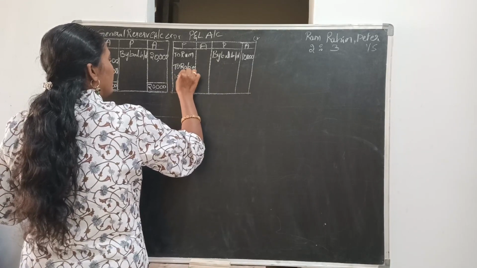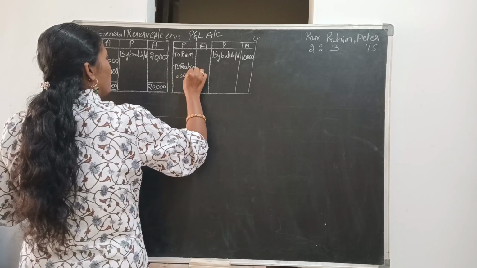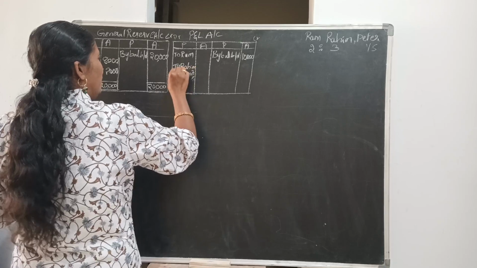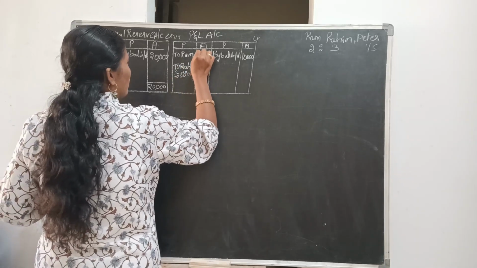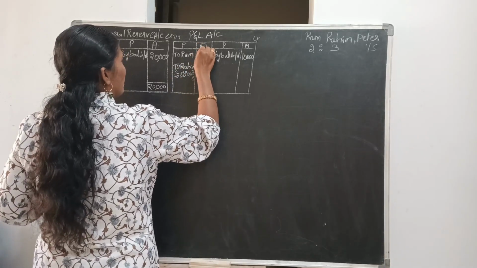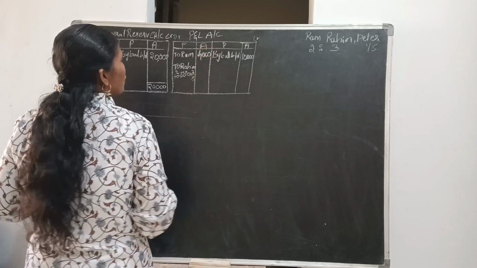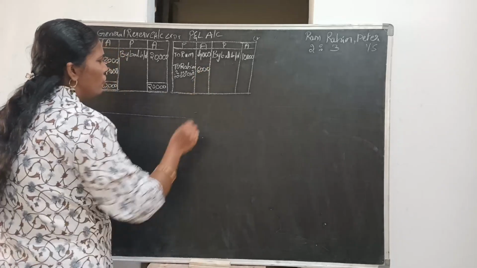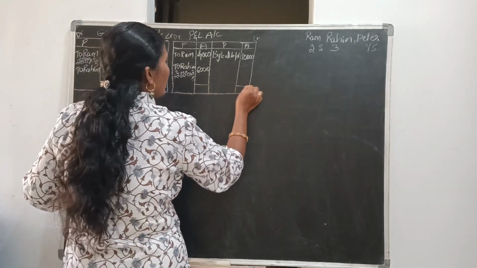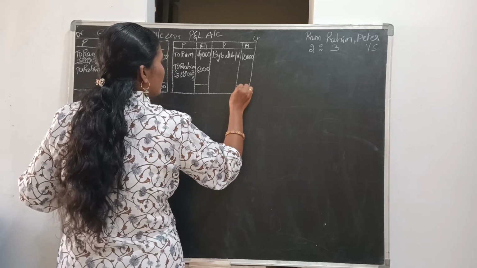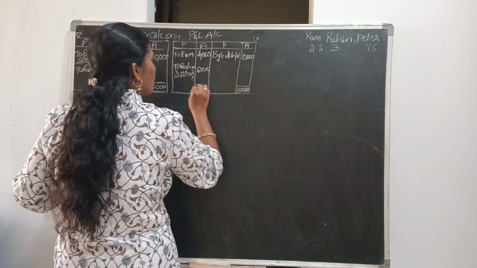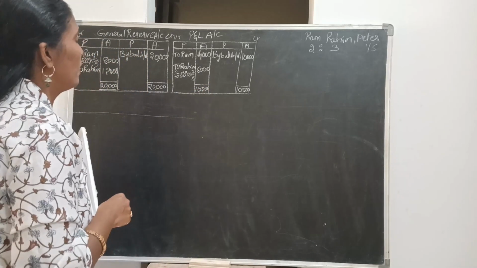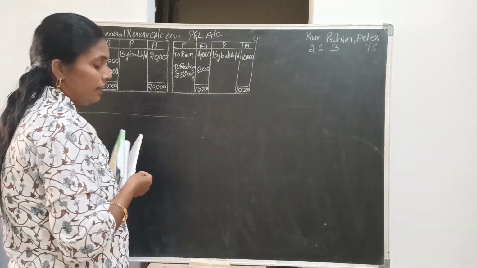10,000 into 2 by 5. 5 ones are 5, 5 twos are 10, so 4,000 is Ram's share and the remaining 6,000 is Rahim's share. So, now I will close this account. Post the highest amount on both sides, 10,000, 10,000. Now, this account also we closed.